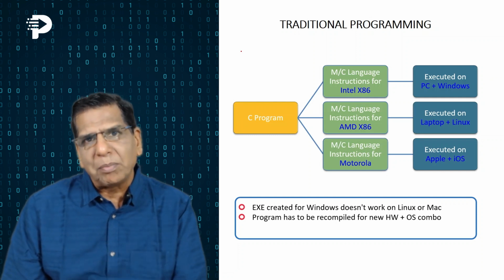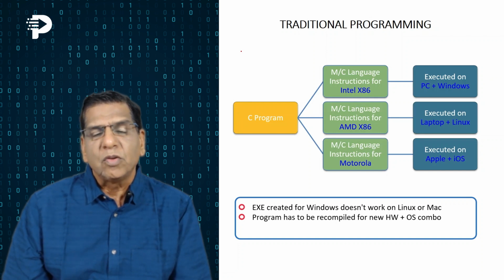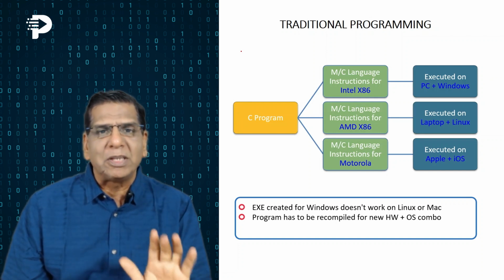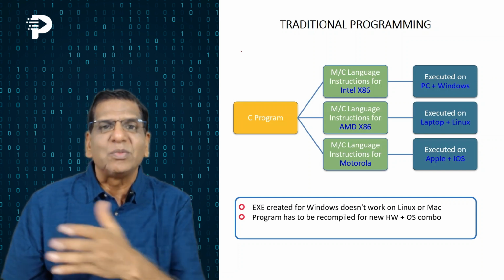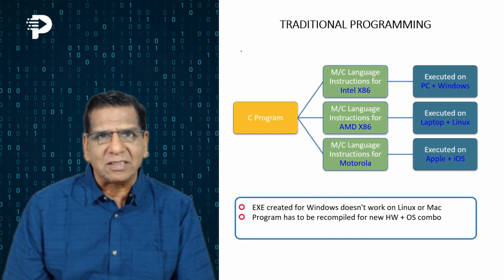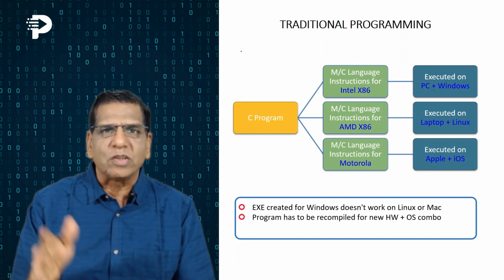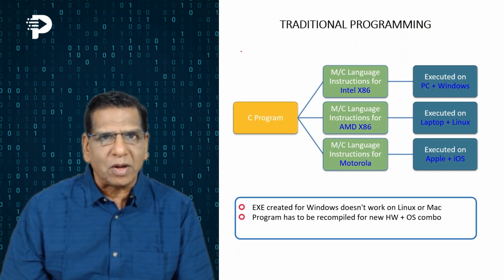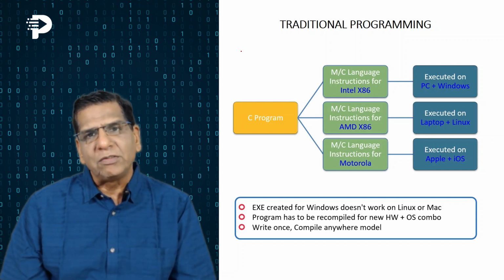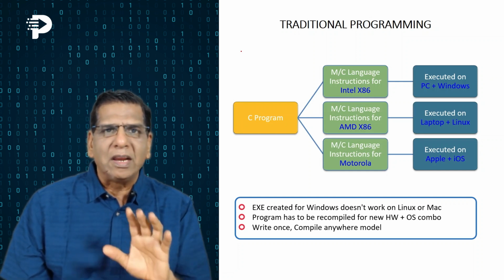Program will have to be recompiled if we decide to target it for another platform. What you have to appreciate here is that the program remains same. C program doesn't have to be rewritten again and again just because the targeted platform has changed. Means our job of creating a program remains agnostic to which particular platform that program is going to get compiled for. Program remains same. That is why a traditional programming model, people say, is write once, compile anywhere model.